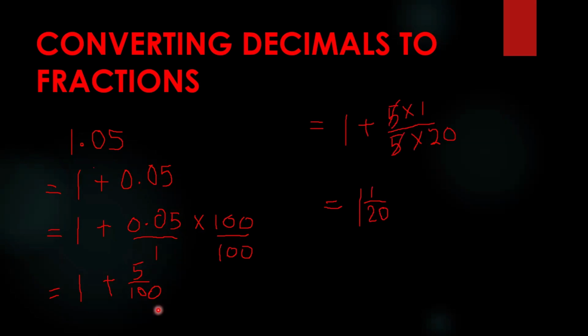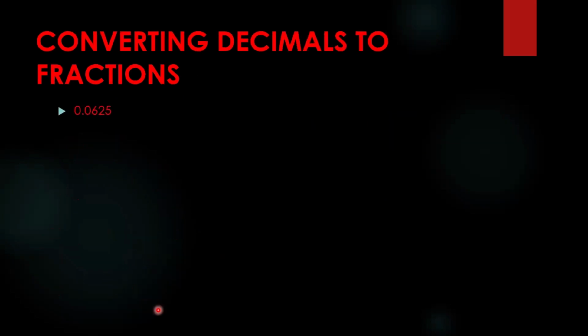Now let's take a look at 0.625. We still do it the same way. We write it as 0.625 divided by 1. Now, how many digits do we have after the decimal point in this case? We have 3. So we multiply it by 1,000. That is 1 and 3 zeros. So we multiply the numerator by 1,000, and we also multiply the denominator by 1,000.